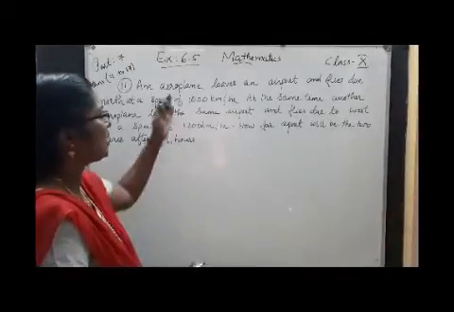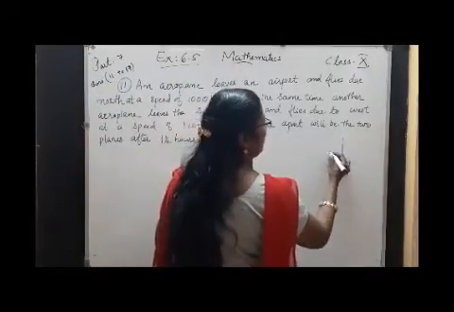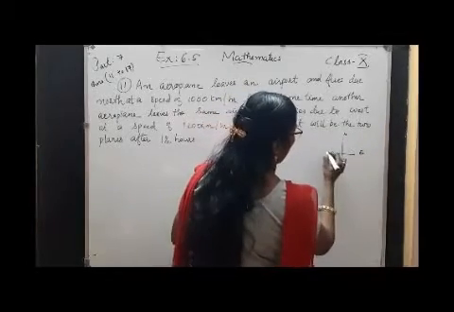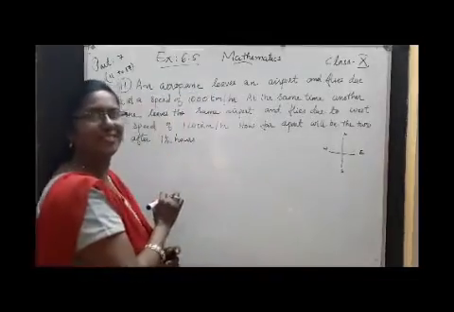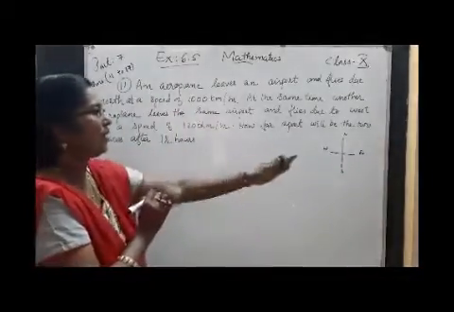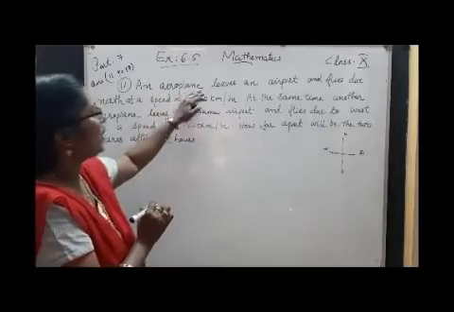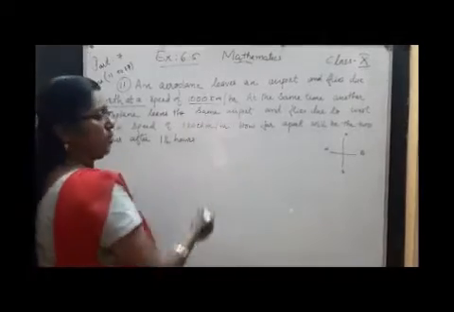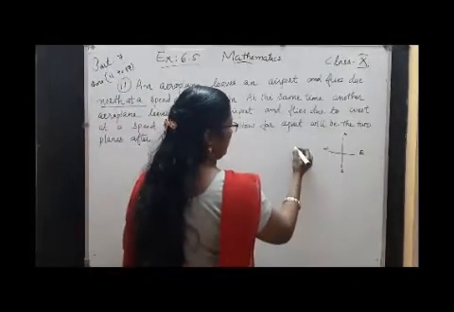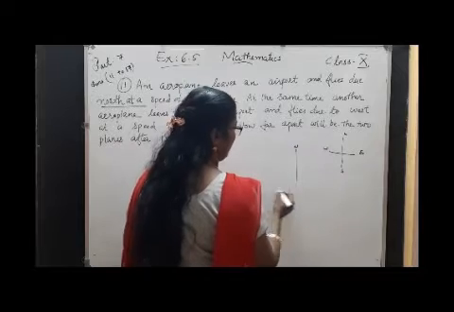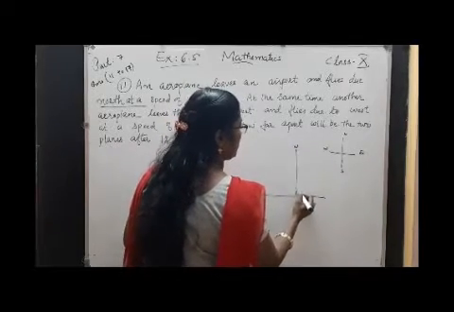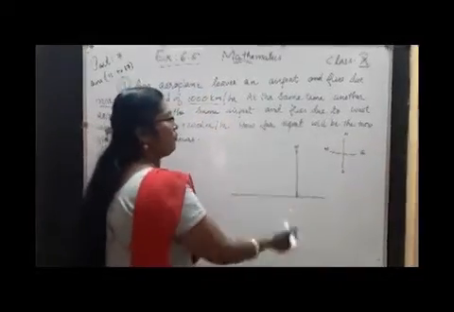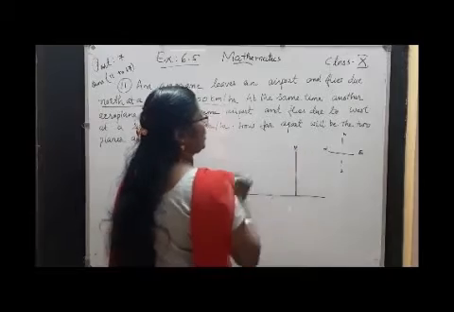Here the directions are north, south, east and west. Isn't it? Yes. North, south, east, west. Here an aeroplane leaves an airport and flies due north at a speed of 1000 km per hour. This is north. Suppose the airport is here, and in the northern direction a plane flies at 1000 km per hour. Now the position of the plane is here.